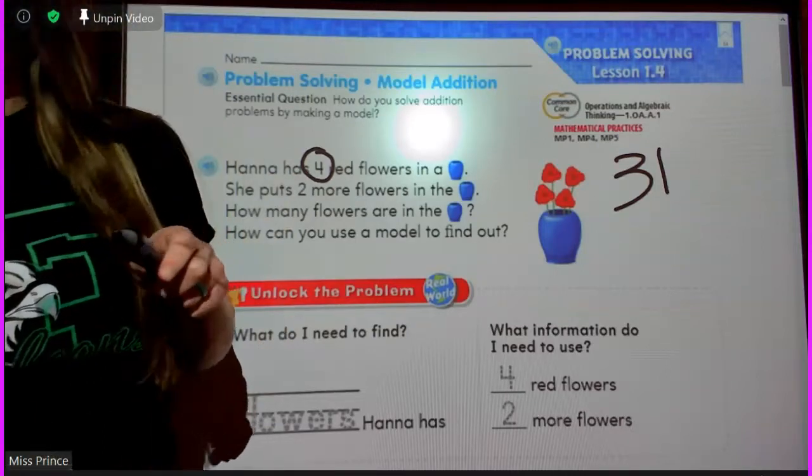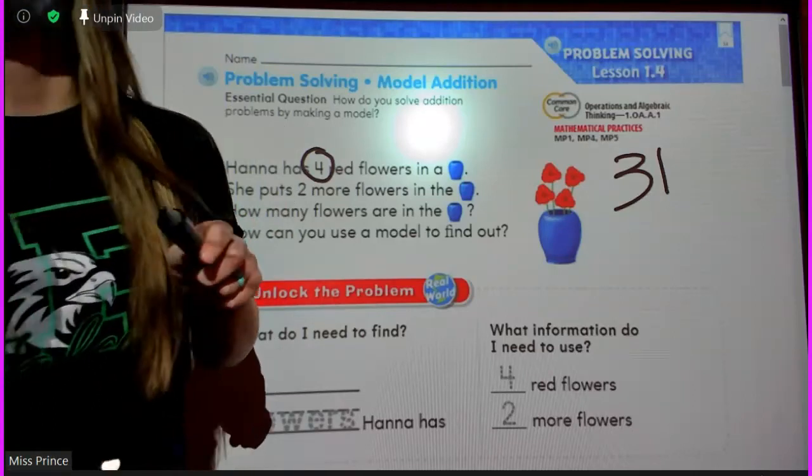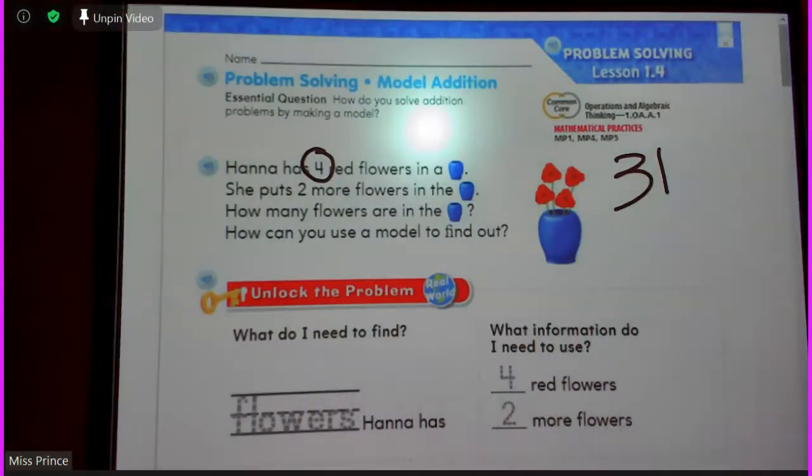Petra, do you have a question? Yeah, I don't have a... You don't have a what? I don't have a pencil. Oh, I can solve that for you. Here you go. You can keep this one.